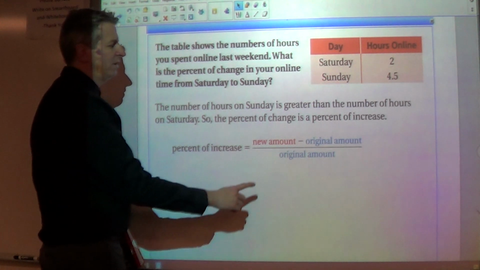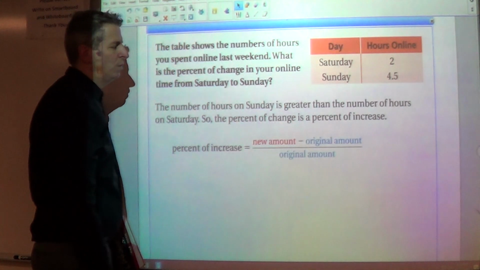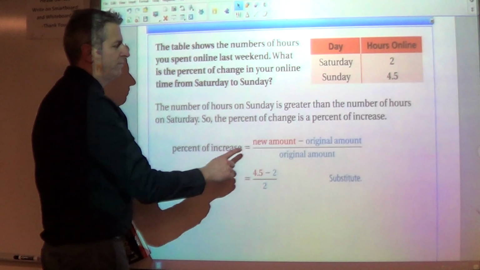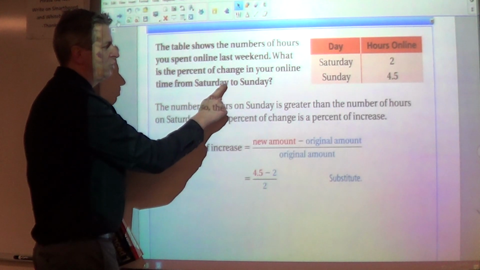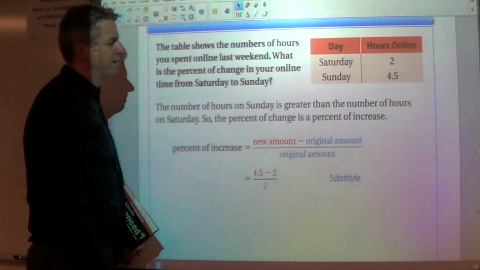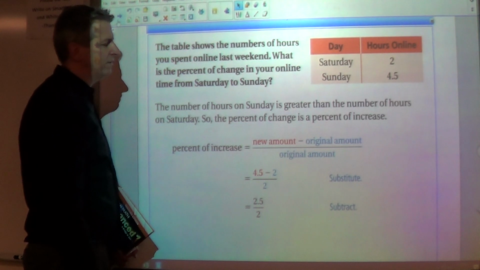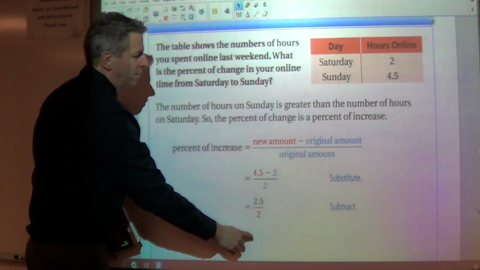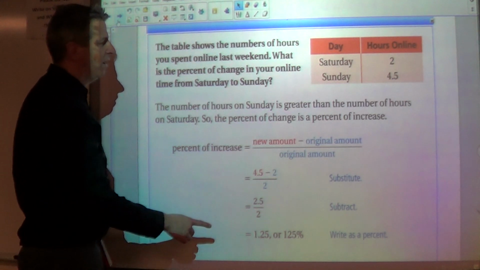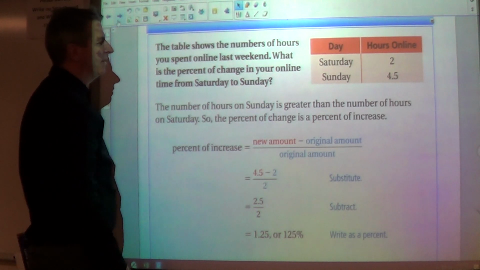The percent of increase is the new amount, which is 4.5, minus the original amount, which is 2, and that's going to be divided by the original amount. So again, the new amount is 4.5, because they're looking from Saturday to Sunday. The original amount is 2, which was Saturday, and you're going to divide that entire thing by 2. Subtract, you end up with 2.5 divided by 2, which is 1.25 or 125%. So you've got a 125% increase from Saturday to Sunday in the number of hours spent online.